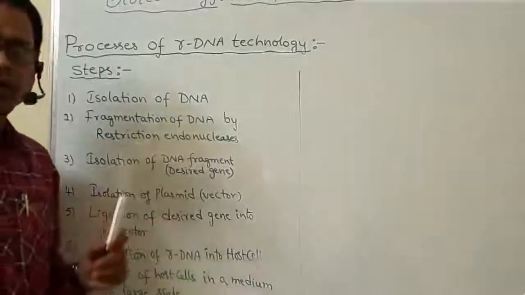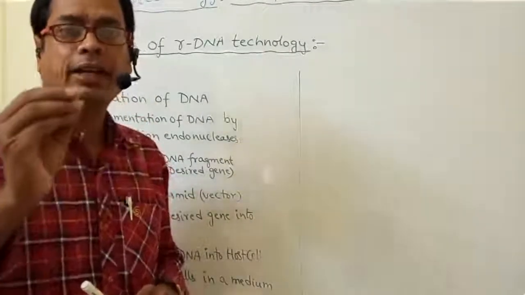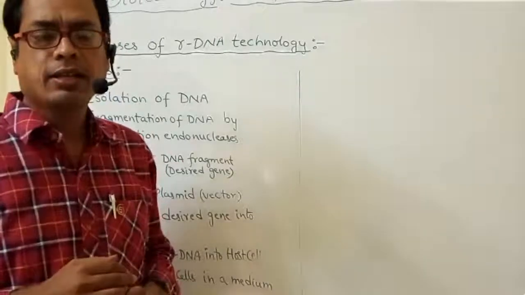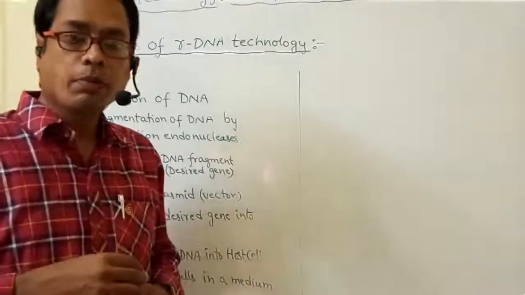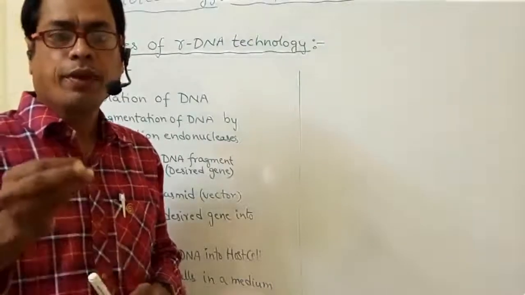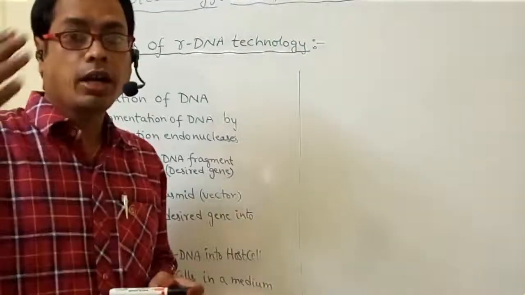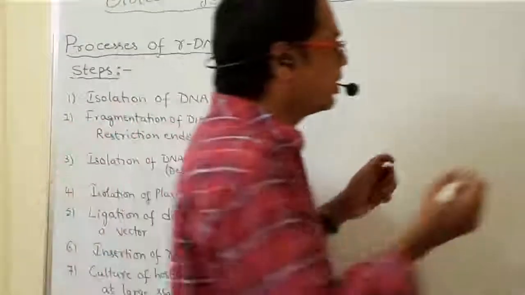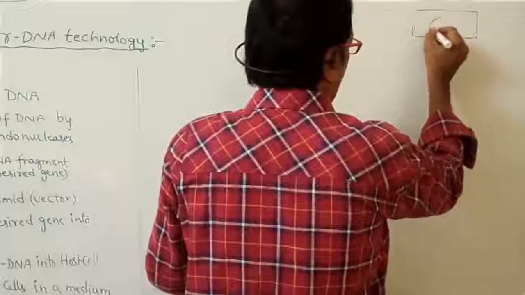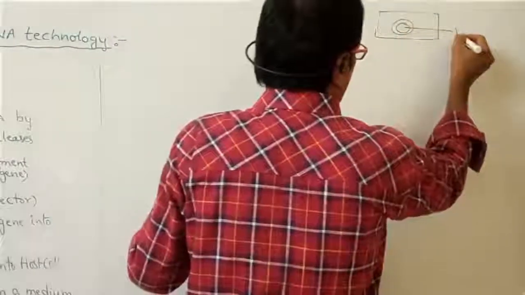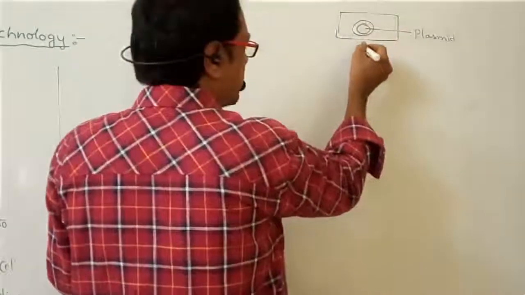Isolation of plasmid. Where do you find the plasmid? Plasmids are found in bacteria. The bacterial cell may contain 1 or 2 plasmids. Some bacterial cells may contain 15 to 100 plasmids, or some may contain 100 or more plasmids. So let us suppose this is the bacterial cell and this is the plasmid. This plasmid can be separated.